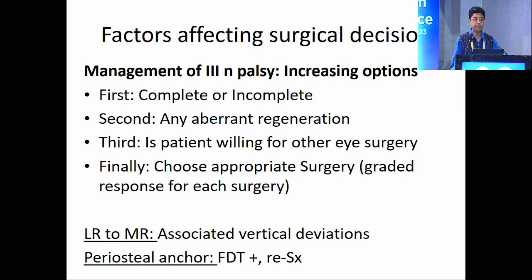So I've done it in probably all kinds of residual surgeries, including lateral rectus to medial rectus, failed LR to MR transpositions, if the FDT is tight and you have large residuals.